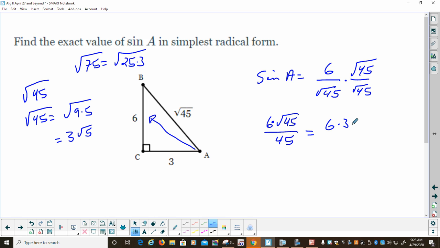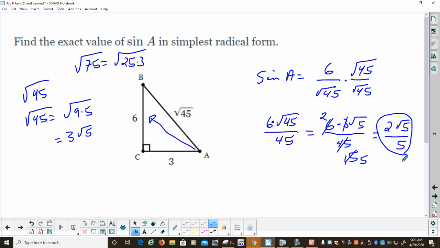So coming back over here, there's a multiplication symbol here. 6 times 3 square roots of 5 over 45. Okay. This 3 will reduce with the 45 and give you 15. The 3 and the 6 and the 15 will also reduce. So that leaves you 2 and 5. So your answer is 2 square roots of 5 over 5. That's your final answer. Okay?